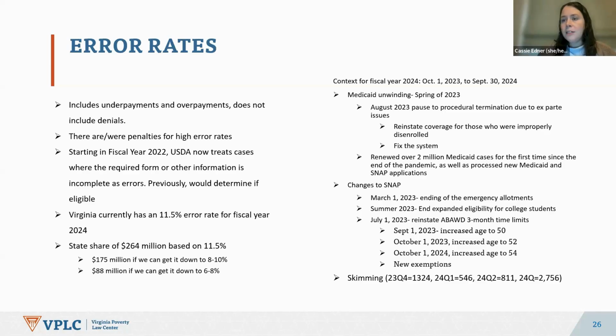The Department of Social Services and the local departments of social services have been very busy. There has been a lot of work on them recently with Medicaid unwinding, the changes to SNAP because of the end of COVID, the ending of the emergency allotments, ended eligibility for college students, expanded eligibility for college students, the reinstatement of ABAWD and the increased age limits, and then the newer problem of skimming, where people have their SNAP benefits stolen. It's a lot of work on caseworkers who are a lot of times doing both SNAP and Medicaid cases.